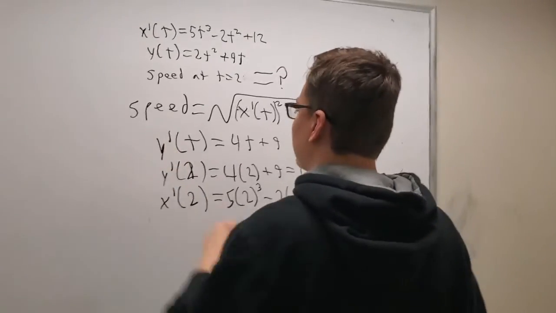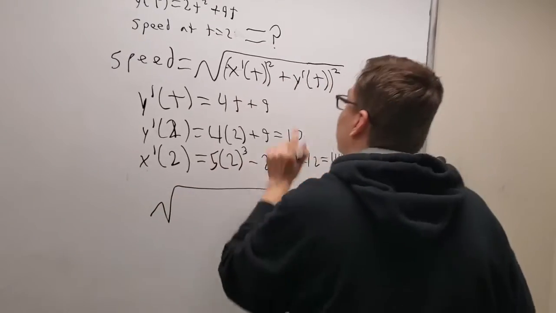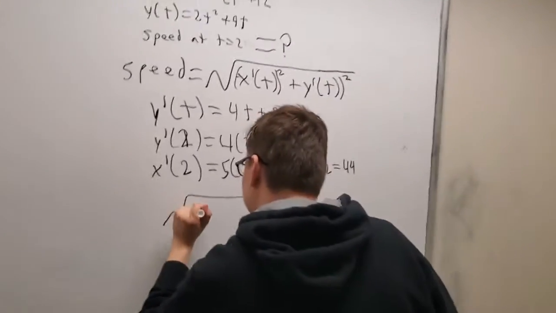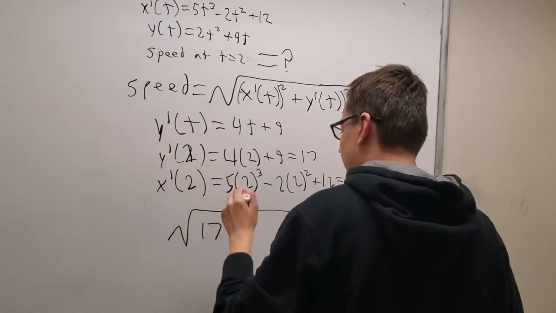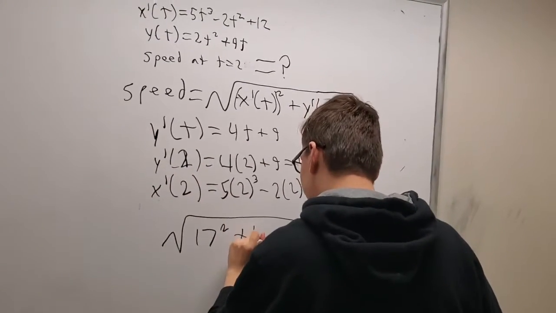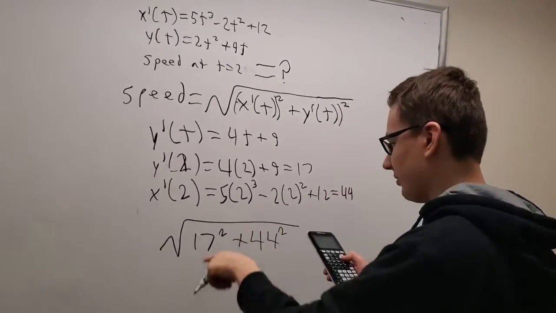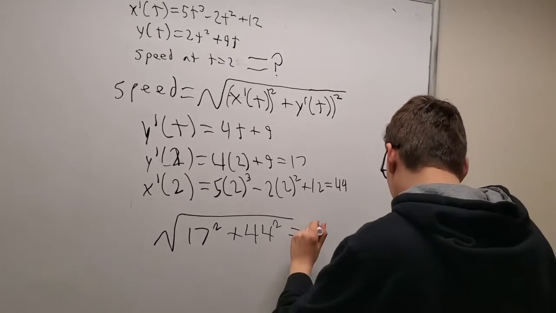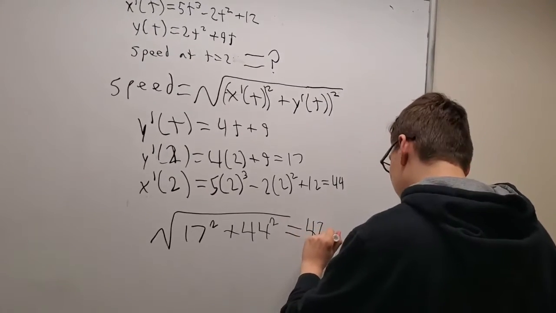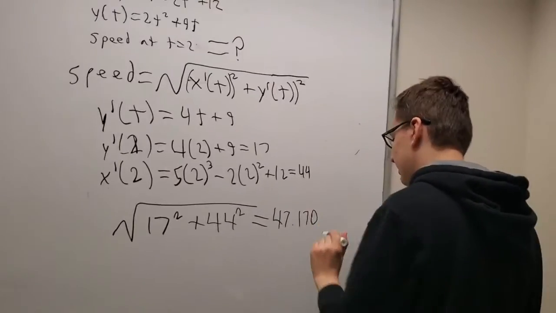So now we need to find the speed, which is just plugging it in. So 17 squared plus 44 squared, and the square root of the whole thing, and you end up with the answer of 47.170 when you round.